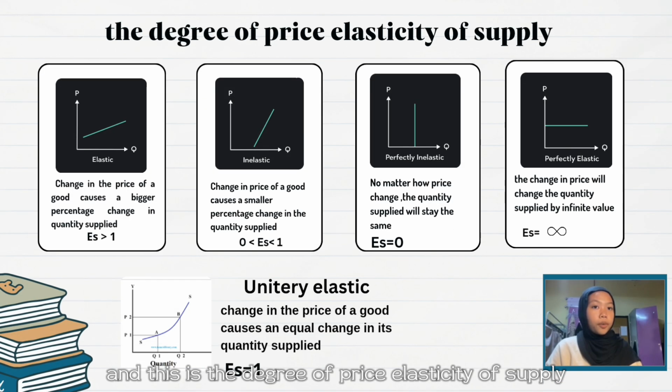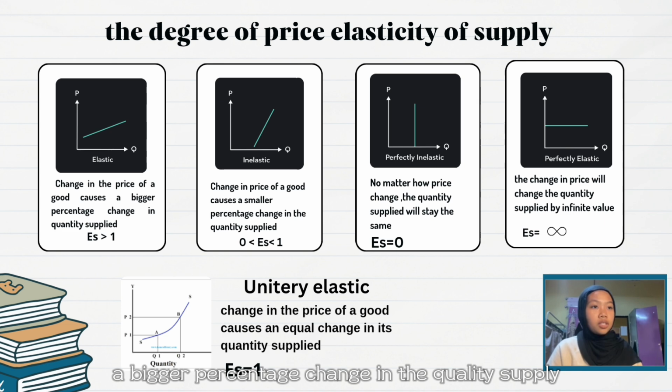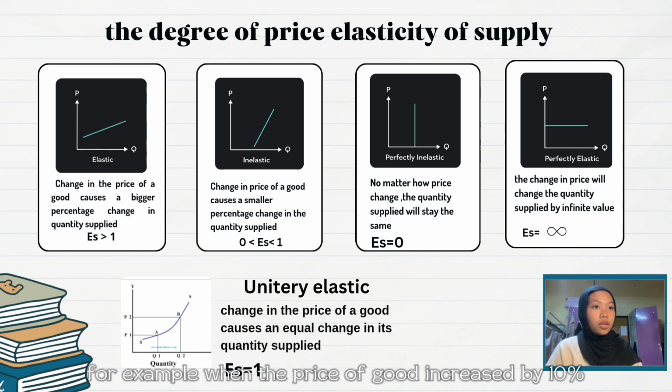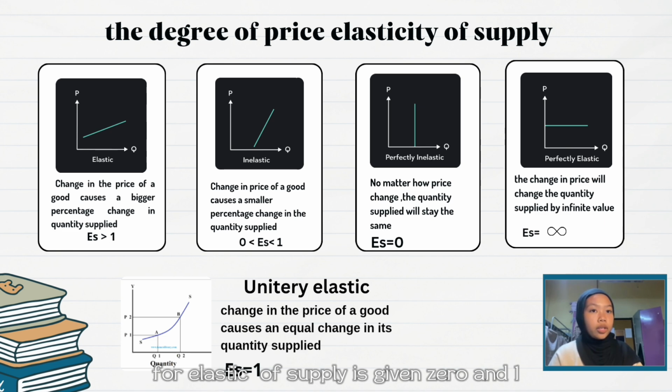Next is the degree of price elasticity of supply. There are 5 degrees of responsiveness. The first one is elastic, where elasticity is more than 1. A change in the price of a good causes a bigger percentage change in the quantity supplied. For example, when the price of goods increases by 10%, the quantity supplied of goods will increase by 20%. Next is inelastic, where elasticity of supply is between 0 and 1. A change in the price of a good causes a smaller percentage change in quantity supplied.